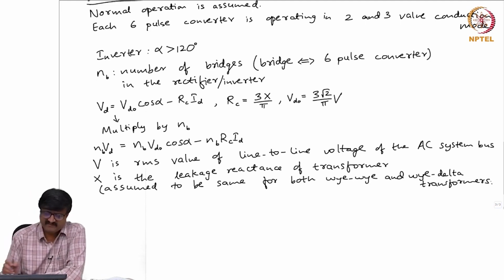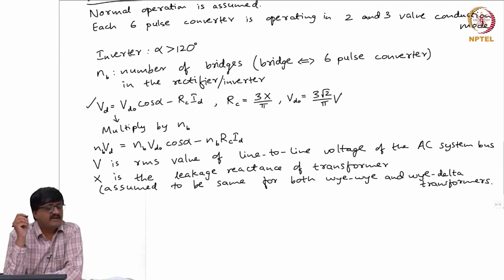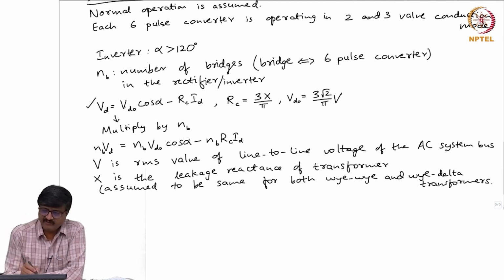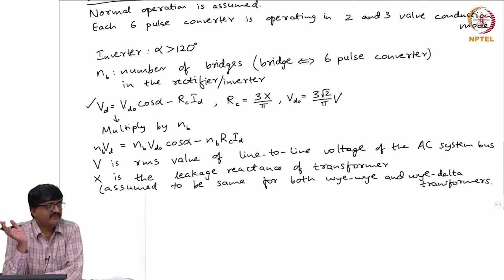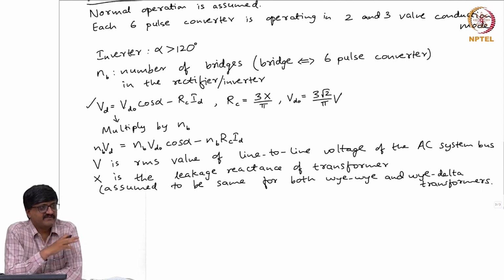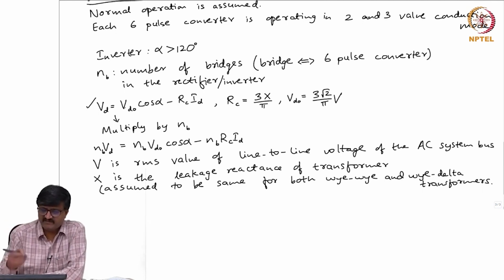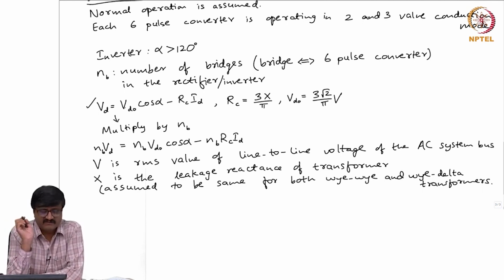Now, if I make this assumption, it means that the equation that I have written here has the same value of RC for all the bridges. Of course, VDO is the same. Please note, they are all connected to the same AC system bus. When it comes to RC, which is dependent on leakage reactance, with this assumption, all these have the same value of RC.